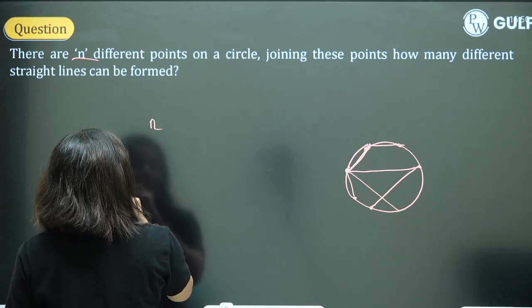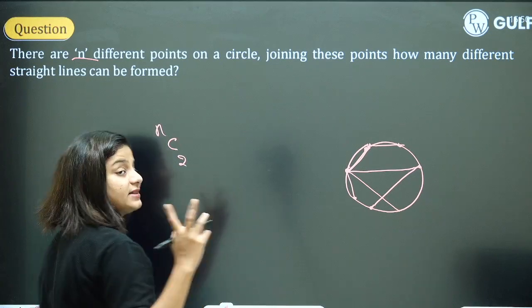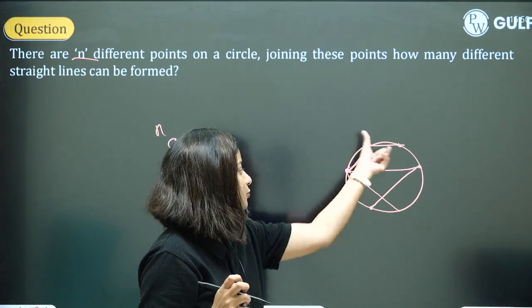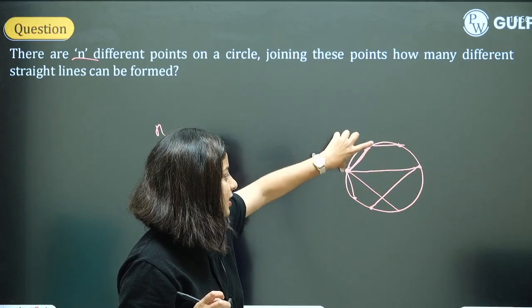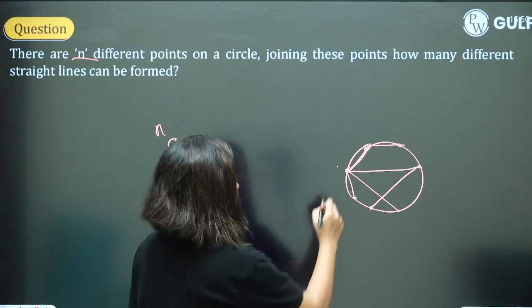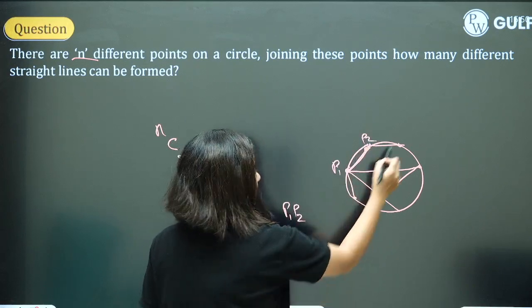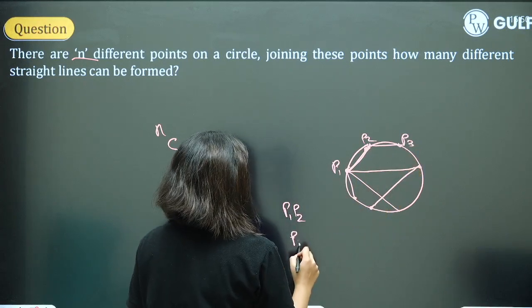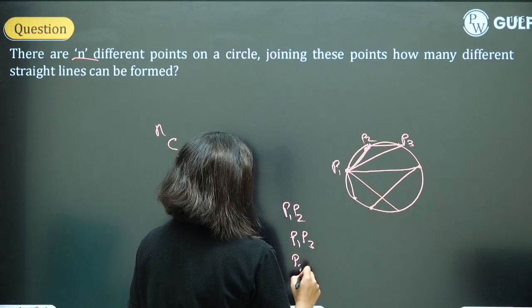Total n points are there, out of which I want to select 2 points. These two, these two, these two. Do I want to select and also arrange? Like this is one case, another case. P1, P2, one. Then you will join P1 and P3. Then you will join P2 and P3.